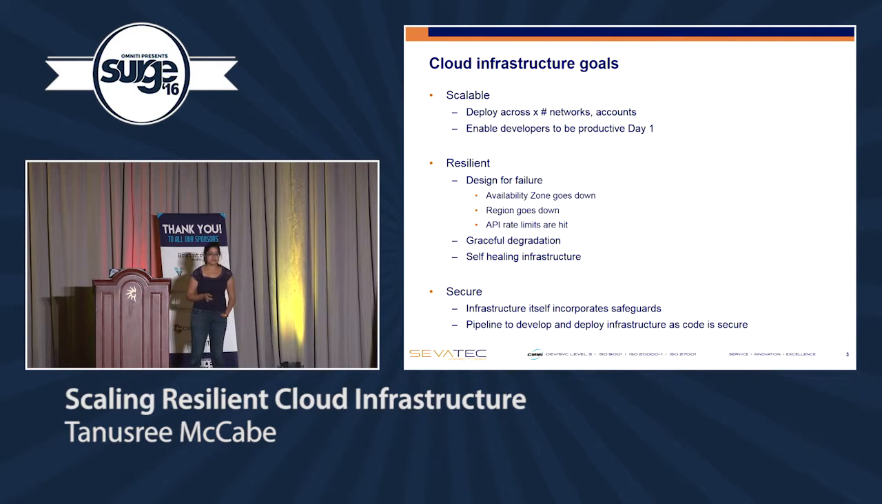Resiliency, right? So unlike this building, failures do happen in the cloud. Availability zones go down. Maybe a whole region goes down. Maybe you hit API rate limits in an Amazon account because you just have that much stuff going on. And from a customer perspective, whether that customer is your developer or the customer is an actual end user of the account, if there is a failure, they don't want to see a 404 error or something like that. They want to see either graceful degradation or self-healing infrastructure.